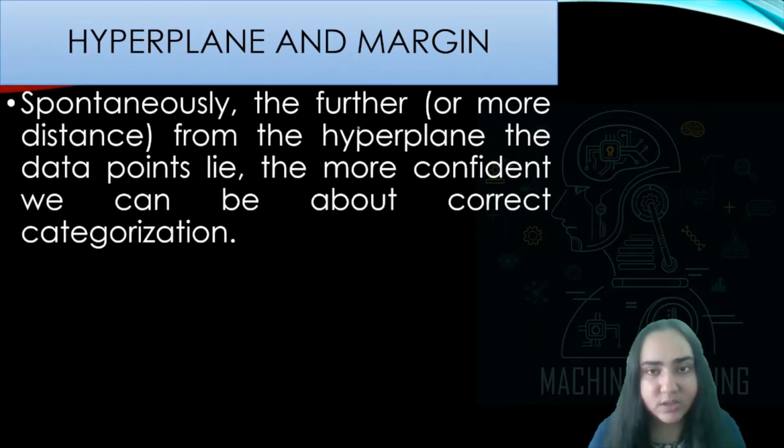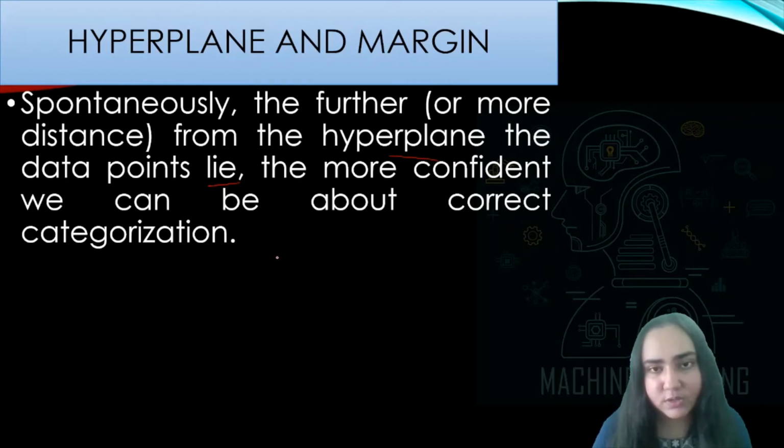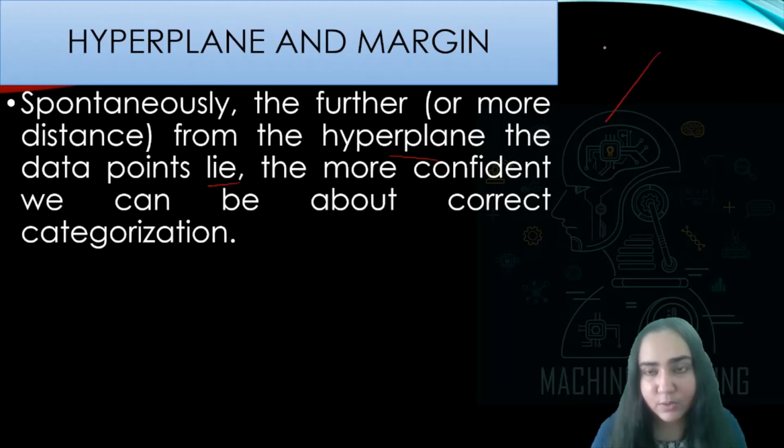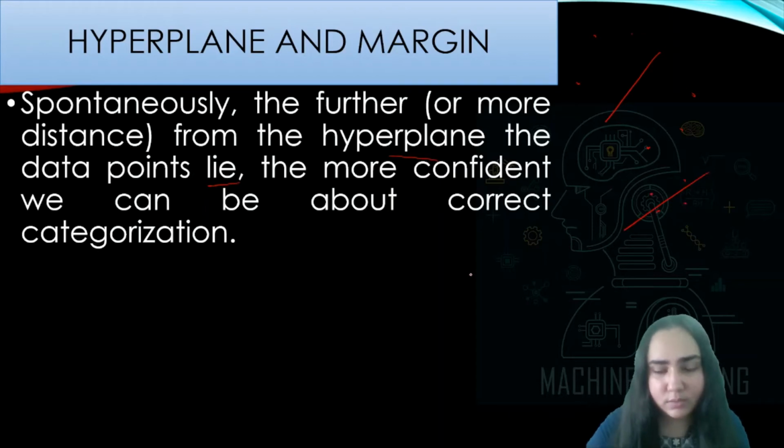And intuitively, the further or more distance from the hyperplane the data points lie, the more confident we can be about correct categorization. So if you create a line, for example this type of a line, and your data points are here, here, here, they are very far away, then this line is much better than this line where the data points are very close to the line, okay?